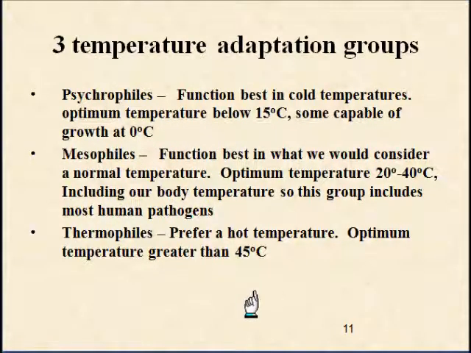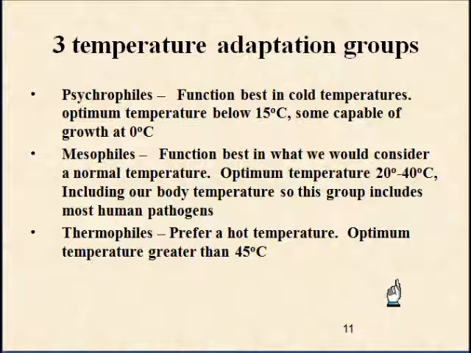We have psychrophiles. These function best in cold temperatures. Optimum temperature for them is below 15 degrees Celsius, and some are capable of growing at 0 degrees. We're talking freezing. Mesophiles function best in what we would consider a normal temperature. Optimum temperature between 20 and 40 degrees Celsius, and that includes our body temperature. So this group of organisms includes most human pathogens. The psychrophiles really aren't going to do that much to us because our body temperature is just too hot.